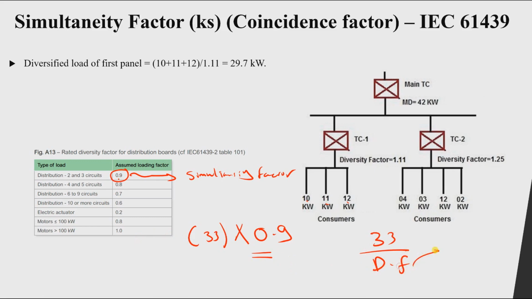So what is the diversity factor? It is 1 over the coincidence factor, which is 0.9, so 1 over 0.9 will give us 1.11, which is this value. Like this, it will give you 29.7. If you would like to use diversity, then divide by 1.11, and it gives you the same value.